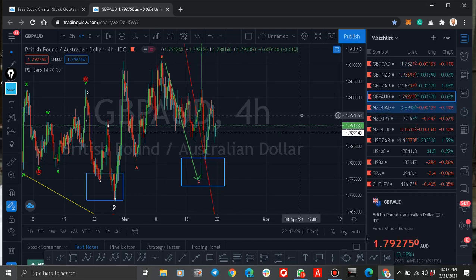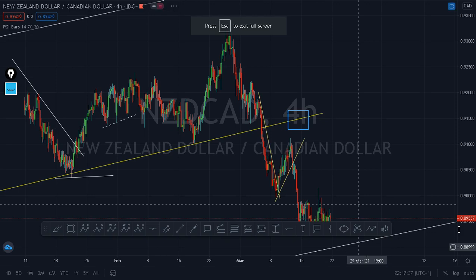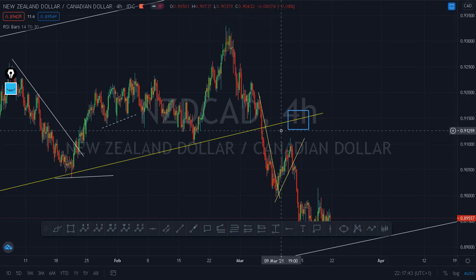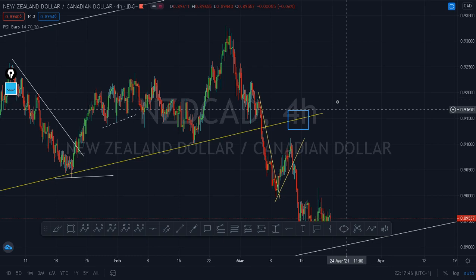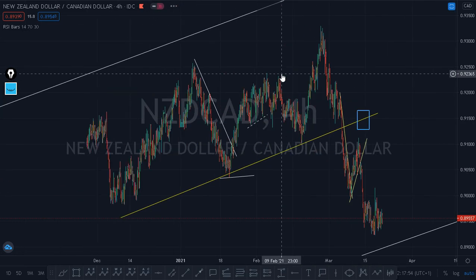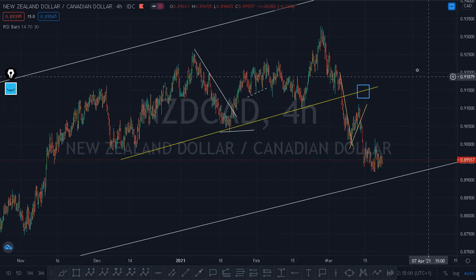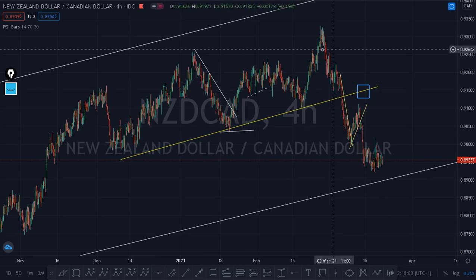New Zealand CAD. Of course, you know when this happened. I think the price was here, and I told you, if you get a bounce from here, we will buy. If it breaks it, we will sell.